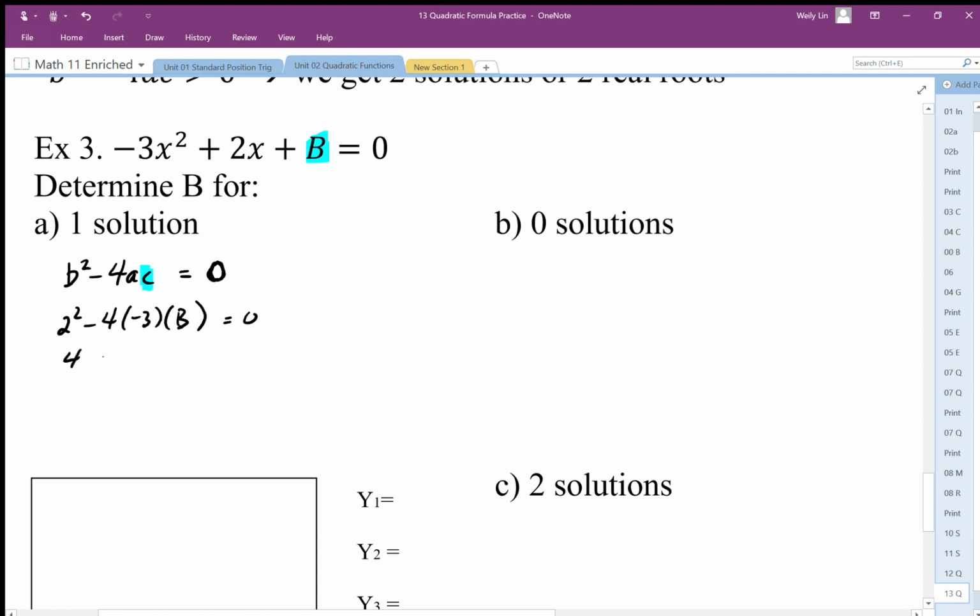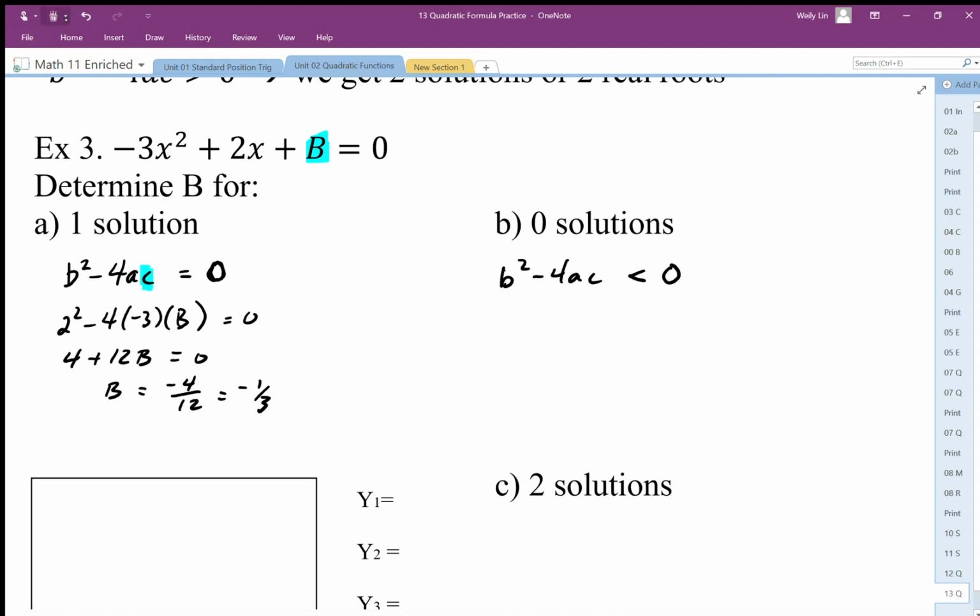And then we can make that equal to 0 and solve for b. So we get 4 plus 12b is equal to 0. So b is equal to negative 4 over 12, or negative 1/3. So a b value of negative 1/3 will give us one solution. It will give us the vertex at the x-axis. Now we could do the same thing for 0 solutions, where we're just going to make the discriminant less than 0, because if it's negative, we cannot square root the negative, and we're going to get no solutions.